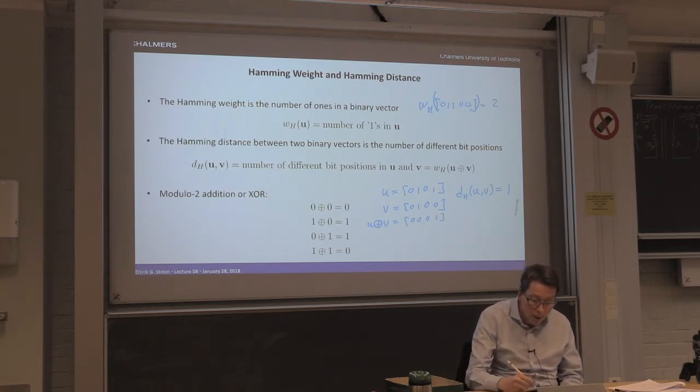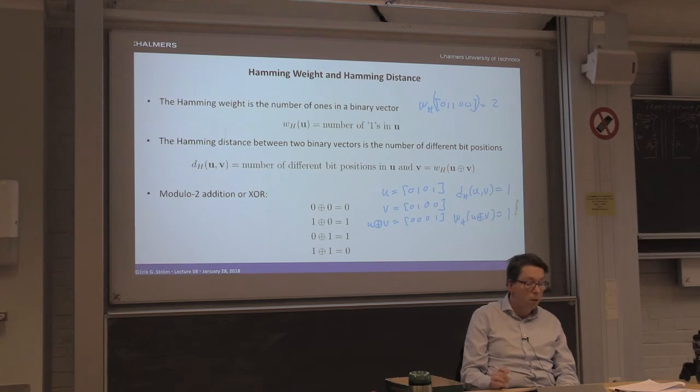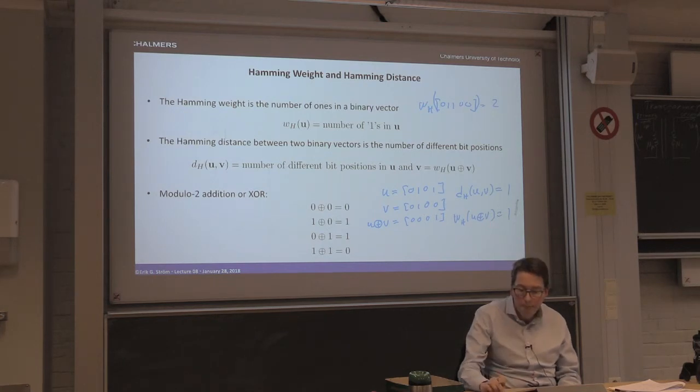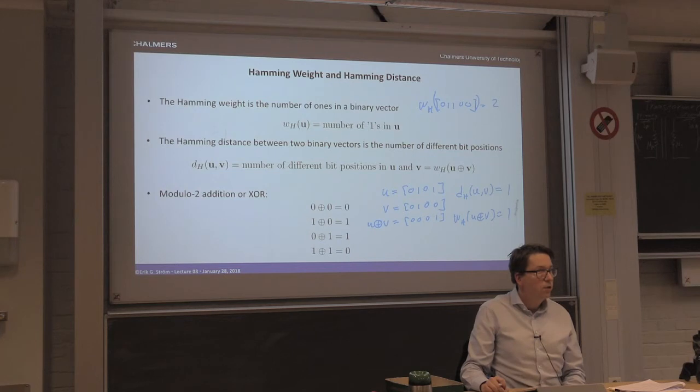And the Hamming weight of U plus V is equal to 1. So to compute the Hamming distance, what we do is take the difference, which is the same as taking the addition of U and V, and then calculate the Hamming weight of that. Questions?